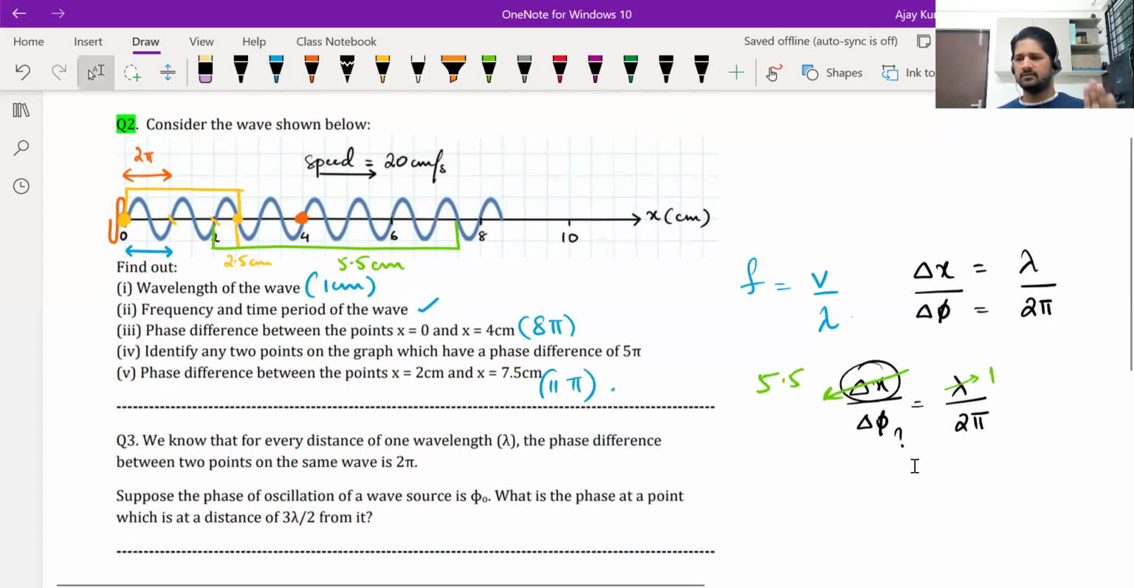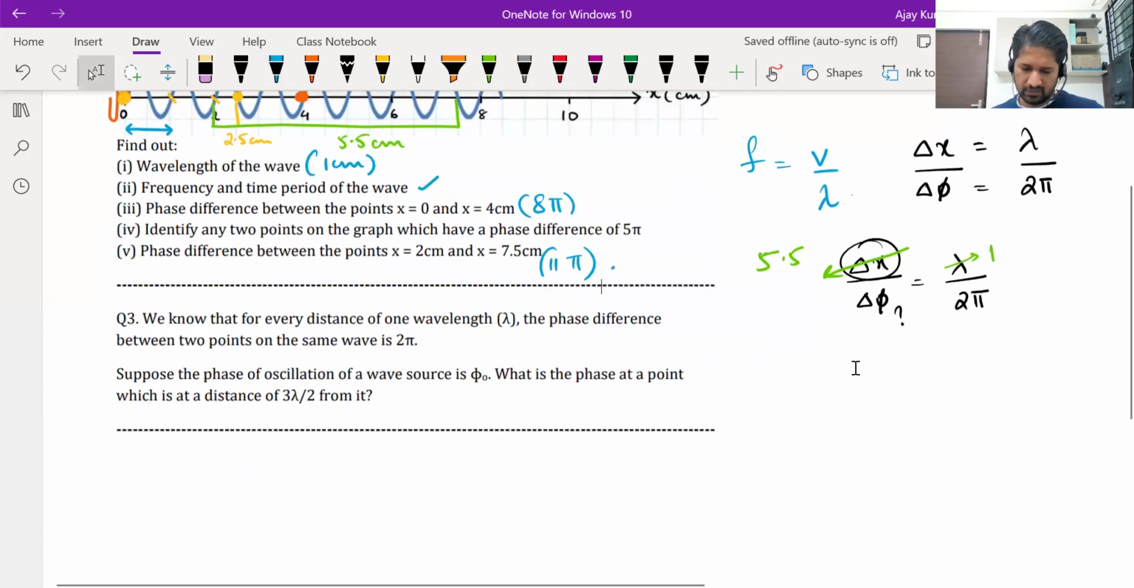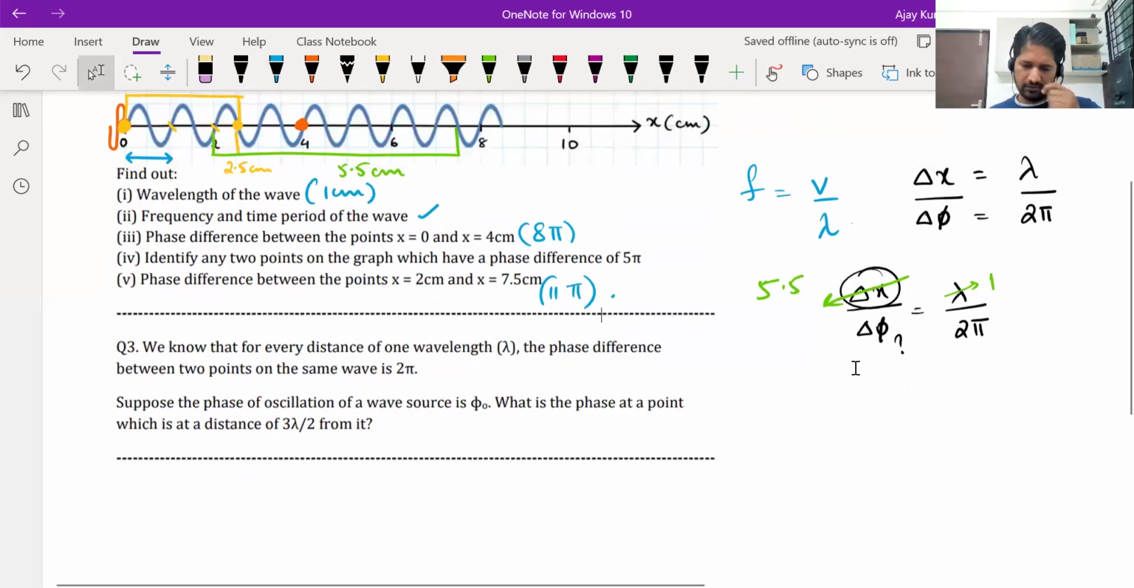So the important thing to remember from this problem is that 2 points separated by 1 wavelength will have a phase difference of 2 pi, because 1 wavelength corresponds to 1 cycle of the sinusoidal, 1 cycle of the sine function. Next, question number 3. We know that for every distance of 1 wavelength, the phase difference between the 2 points on the same wave is 2 pi.